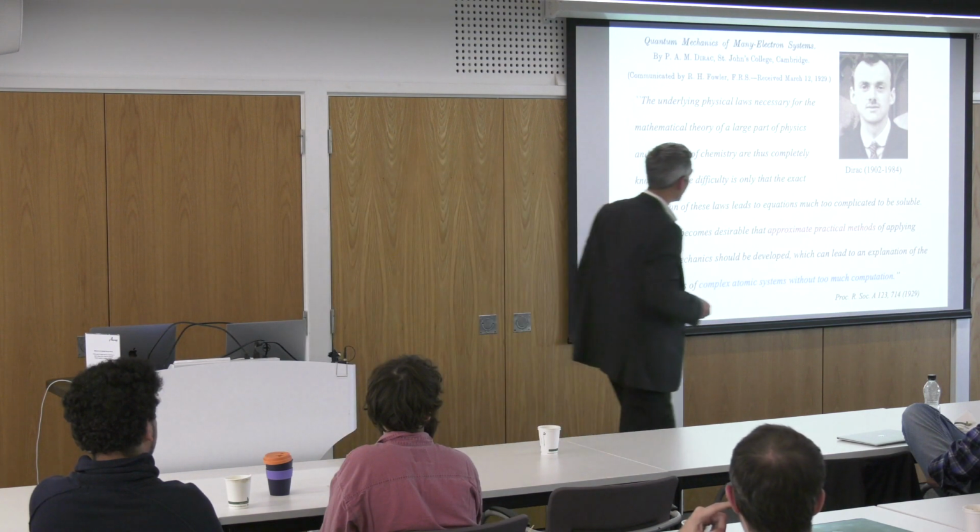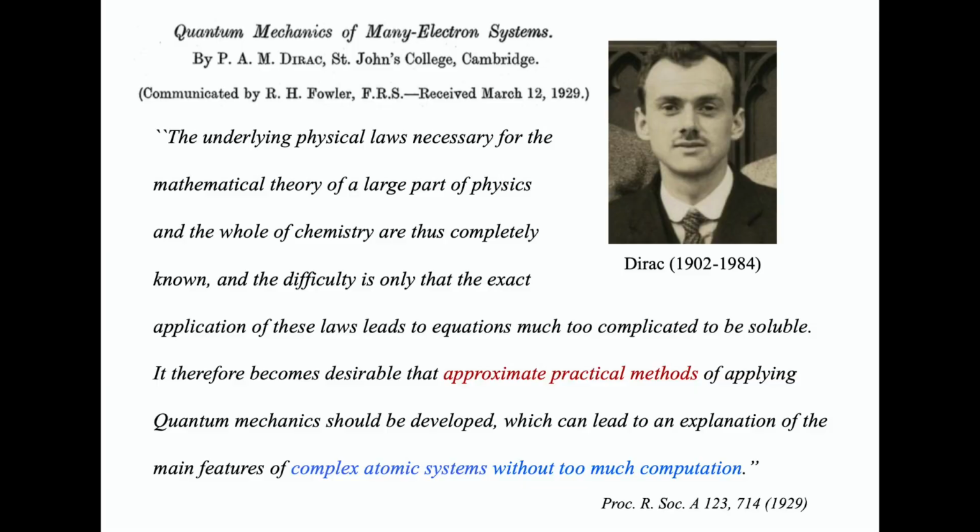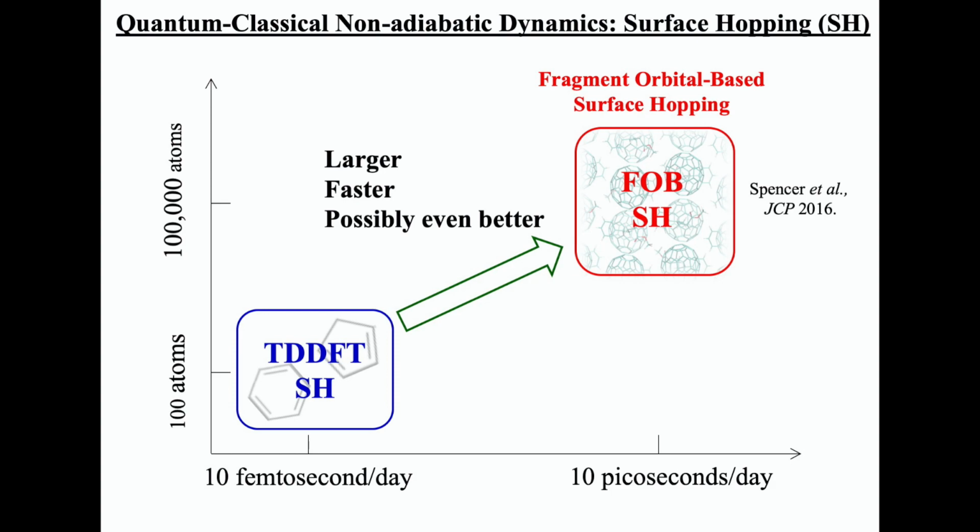Since we're in Cambridge, I have to do this, even though we are not at St. John's. I'm very grateful to Dirac for this sentence: it therefore becomes desirable that approximate practical methods of applied quantum mechanics should be developed, which can lead to an explanation of the main features of complex atomic systems. And this is what we're doing in this method.